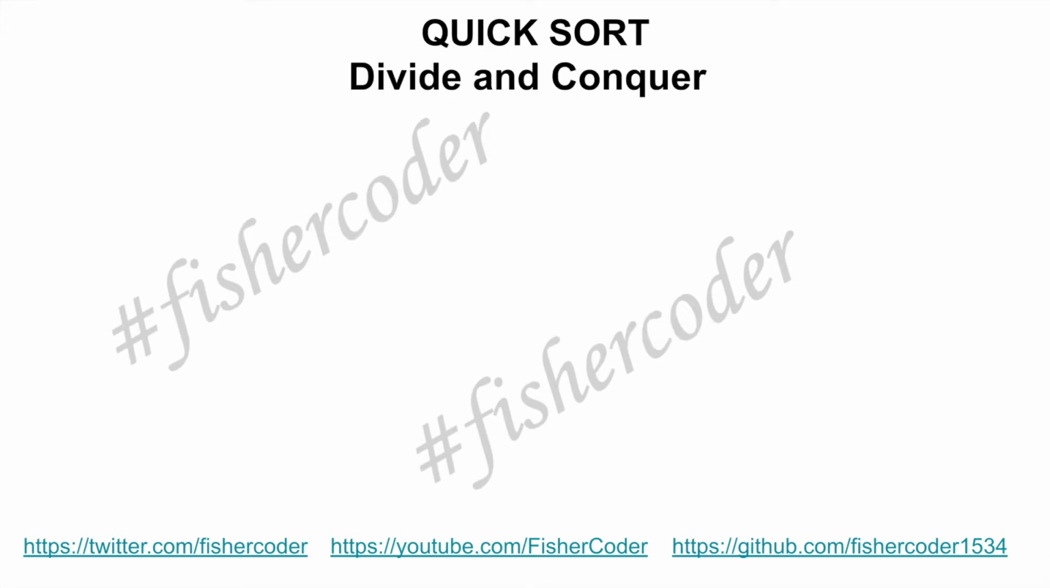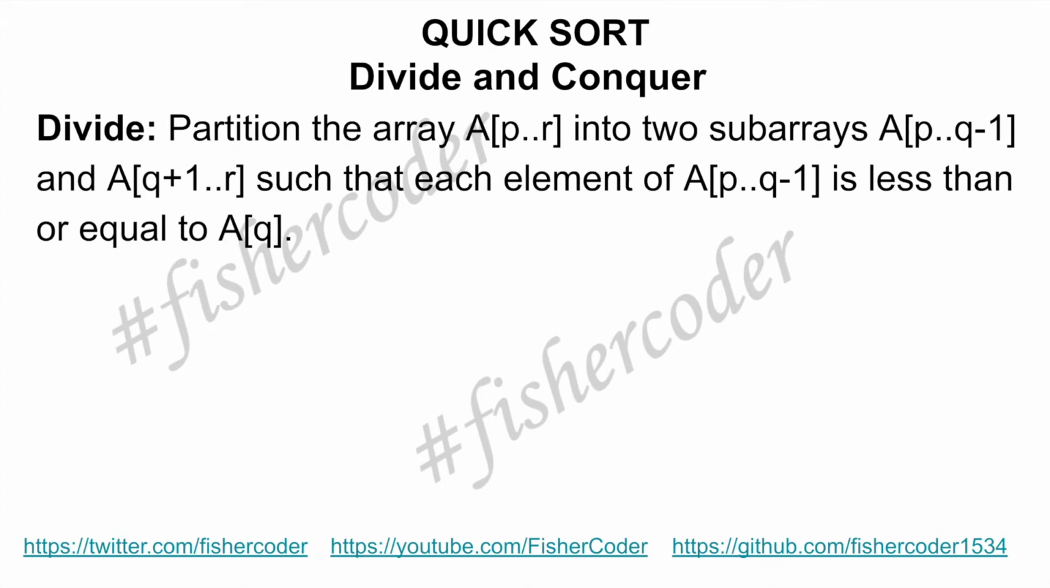The strategy that quicksort employs is very similar to merge sort, which is divide, conquer, and combine. The first step is divide. It will partition the array. For example, we're given an array called uppercase A, which has a beginning index of P and an ending index of R, A from P to R. We partition this original input array into two subarrays, from P to Q-1 and then from Q+1 to R.